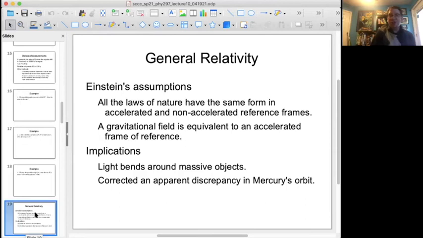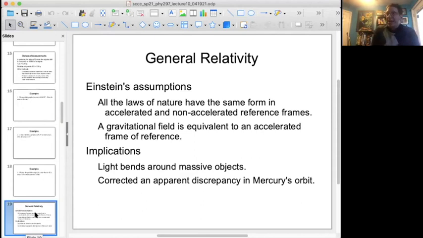So this brings us to general relativity. This was Einstein's crowning achievement. Special relativity is the special case when there's no acceleration involved and the velocities are constant. General relativity means there is acceleration involved. Einstein's assumptions that went into the theory of general relativity are that all the laws of nature have the same form in accelerated and non-accelerated reference frames, and that a gravitational field is equivalent to an accelerated frame of reference.